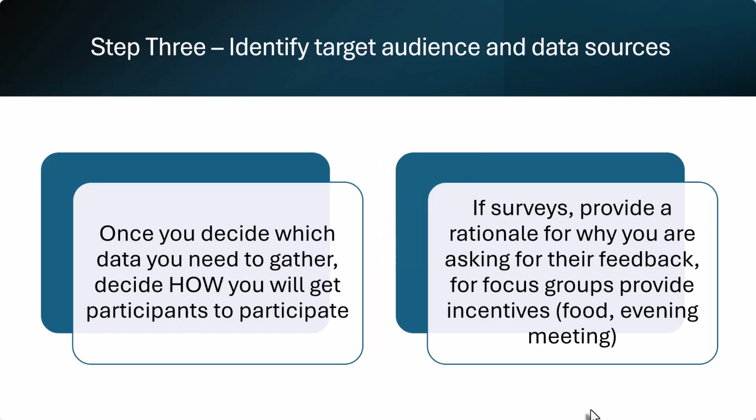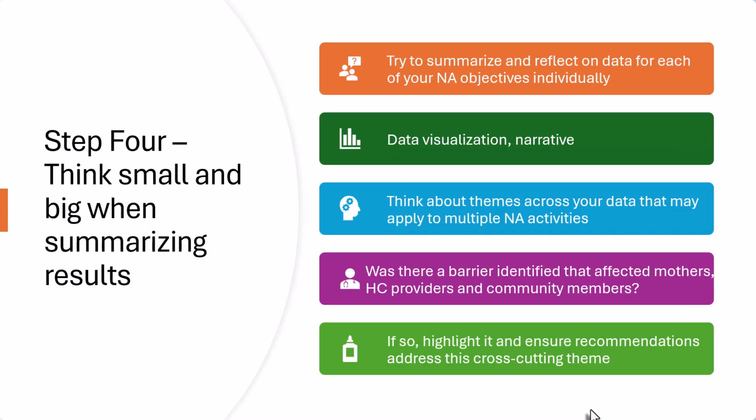So step 3, identify target audience and data sources. Once you decide which data you need to gather, you need to decide how you will get participants to participate. If it's surveys, you're going to want to provide a rationale for why you are asking for their feedback. And for focus groups, you're going to want to provide incentive, food, evening meetings, potentially childcare if relevant, and make it appealing for them to participate in your activities.